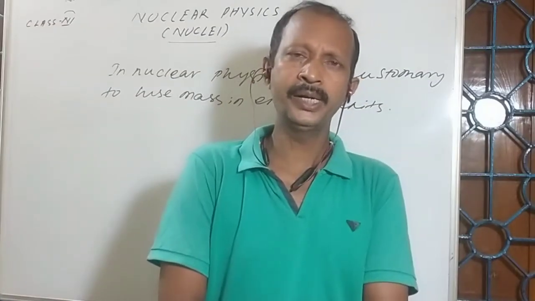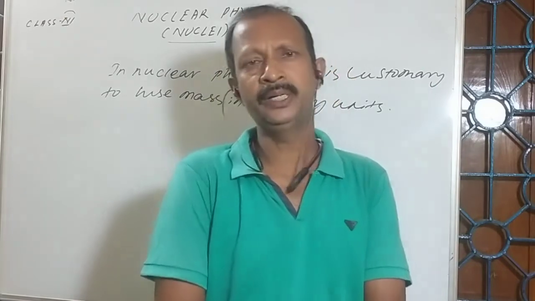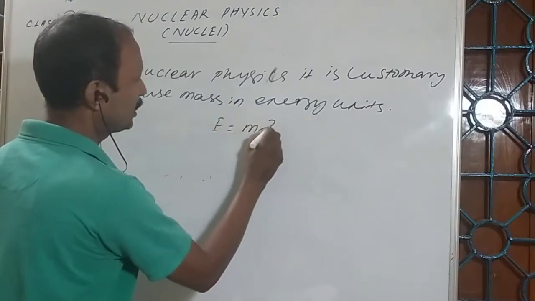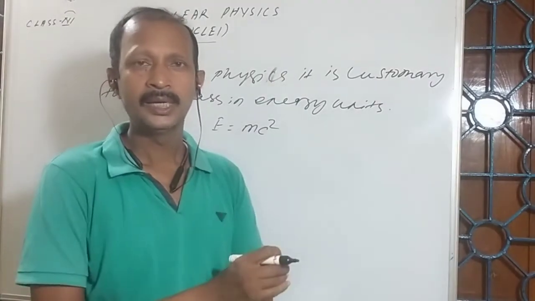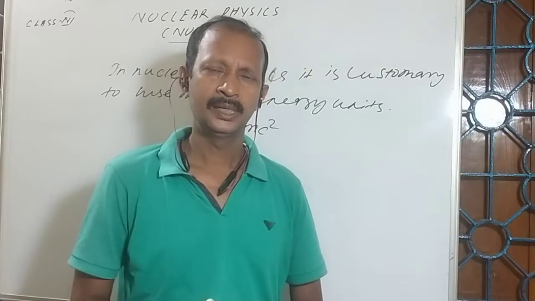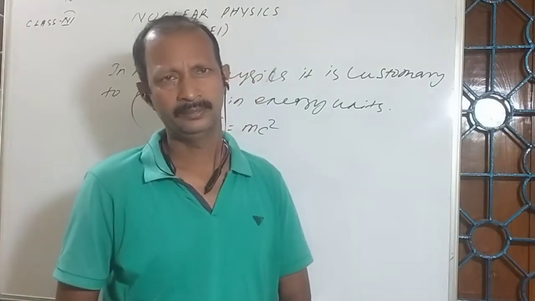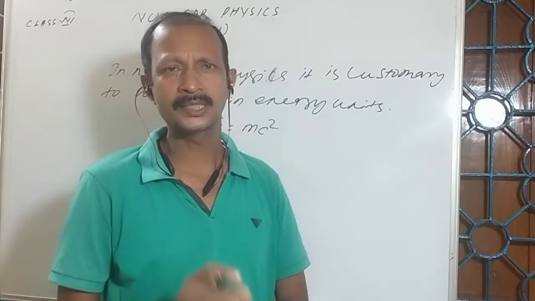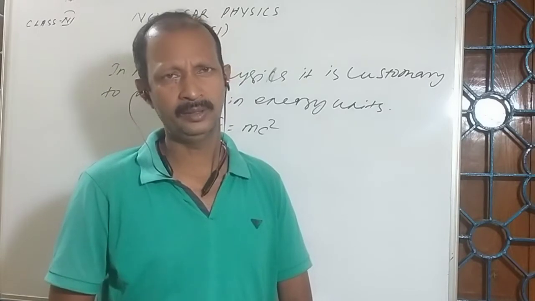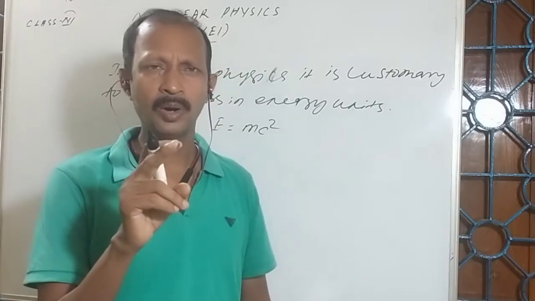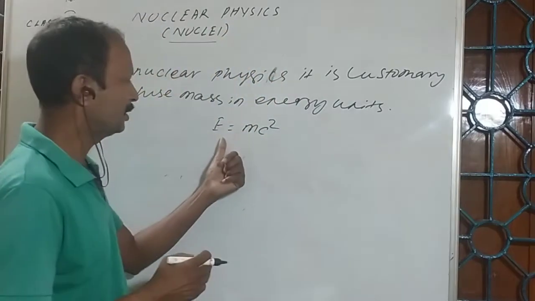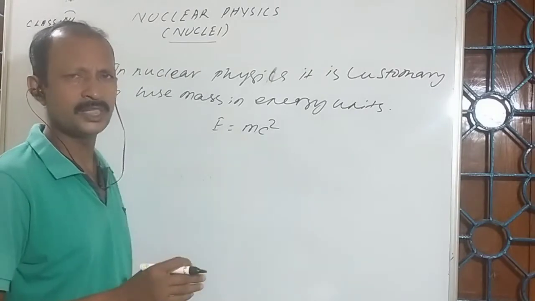Because according to the theory of relativity, or the mass-energy relation, energy is present in matter in the condensed form, which we call mass. That means mass and energy are both convertible. So according to the mass-energy conversion, E equals mc squared.